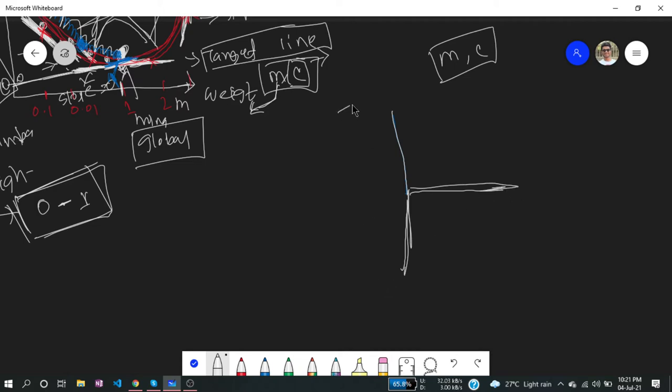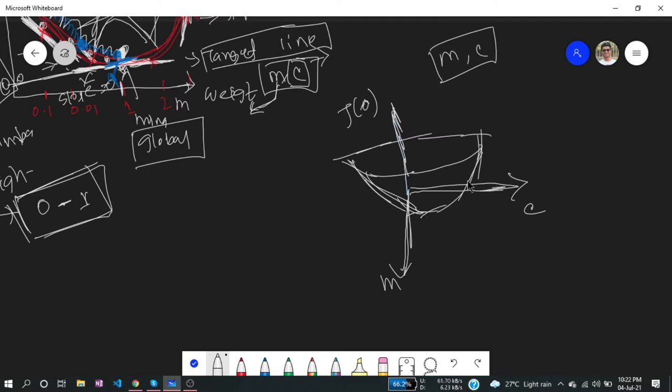You can say this is your cost axis, this is your M axis, and this is your C axis. Okay, this is the 3D axis. Then you can see this curve might look like that. It's a 3D graph. That means you can say this is one kind of a bowl, right? In a 3D axis, if you observe it, it's one kind of a bowl.